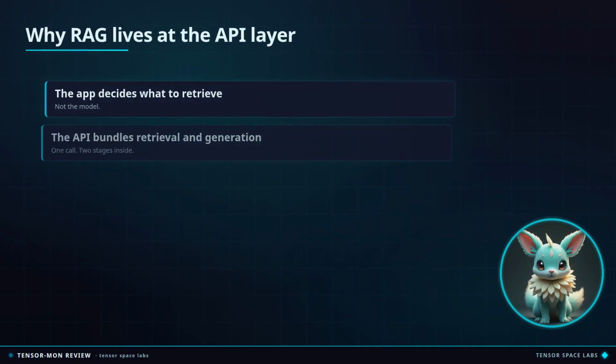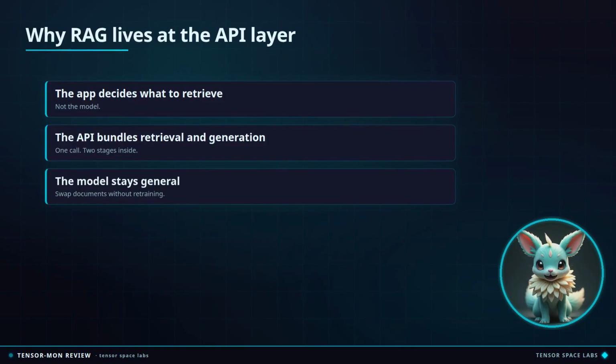Why RAG lives at the API layer? The application decides what documents to retrieve. The API bundles retrieval and generation into one call, and the model stays general. You can change the documents anytime without retraining. That is the API thesis again. Same model. Many callers, many document sets.